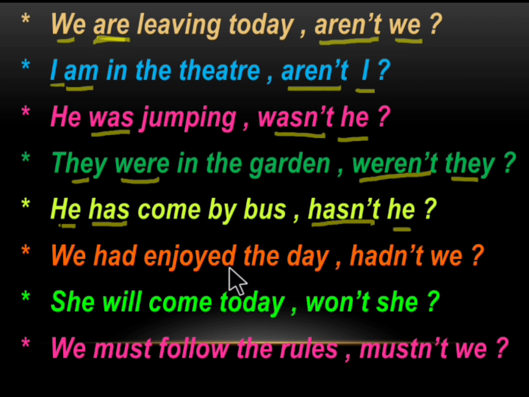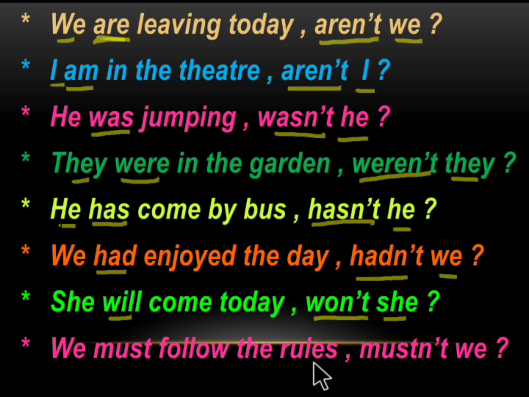We had enjoyed the day. Had is the auxiliary verb and enjoyed is the main verb. The negative form of had is had not and the contraction is hadn't. We is the pronoun and so we, hadn't we. She will come today. Here will is the auxiliary verb, come is the main verb. So the negative form of will is will not, that is the contraction, won't. She is the pronoun, so she, won't she.